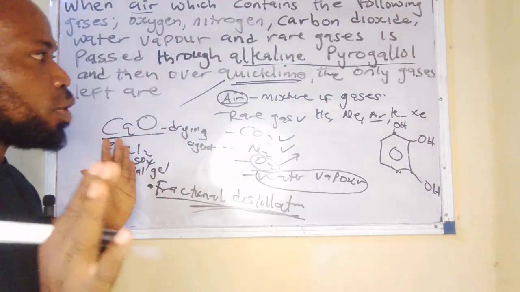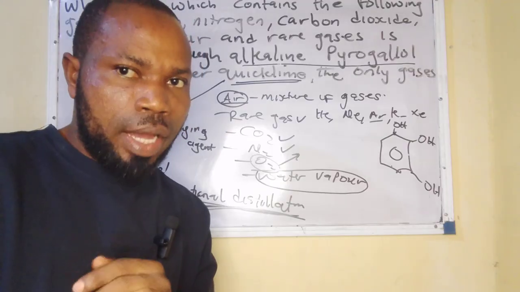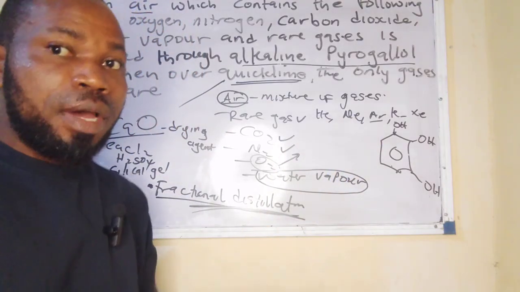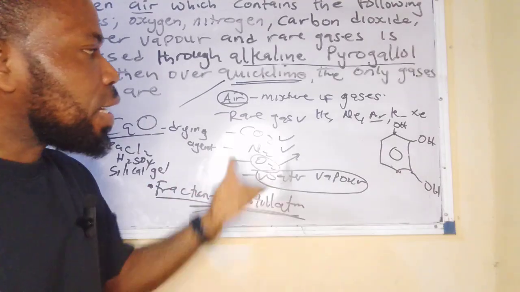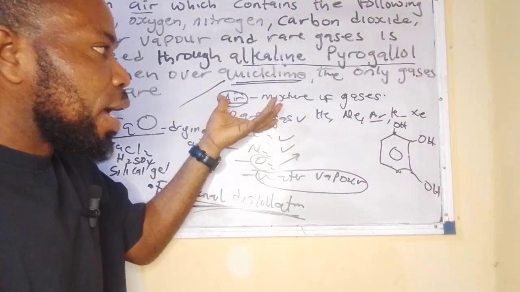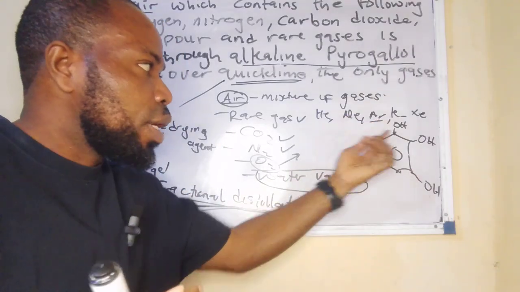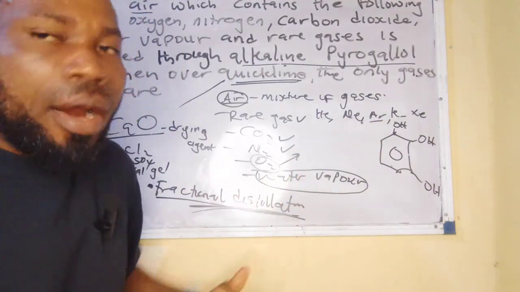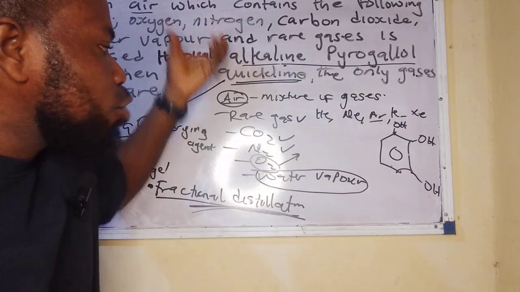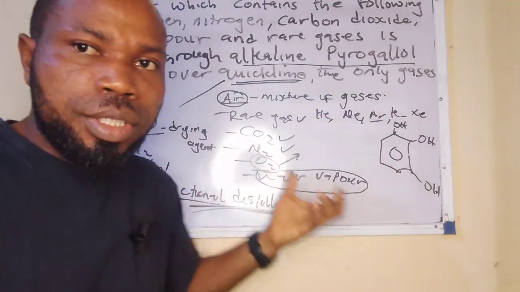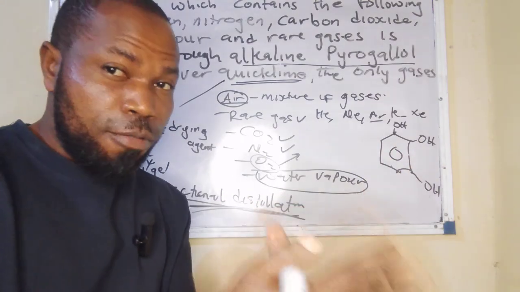Now look at the picture again. Look at the major points you need to pay attention to. First of all, air is a mixture of gases, and you should know the constituents found in air. Amongst these constituents we have rare gases, and the most abundant noble gas or rare gas in air is argon. Alkaline pyrogallol is an aromatic alcohol; if I pass air through it, oxygen is removed, in the sense that alkaline pyrogallol has a high affinity for oxygen.